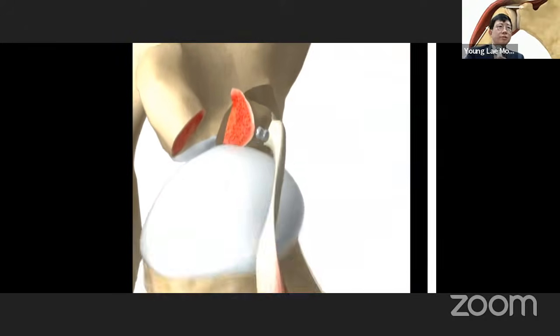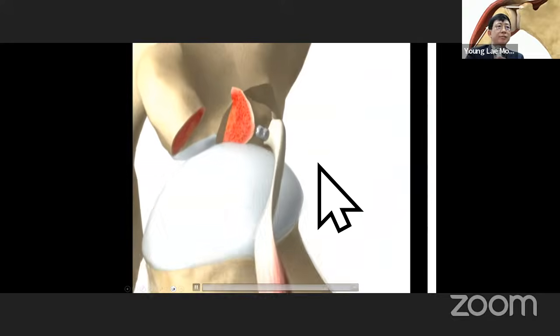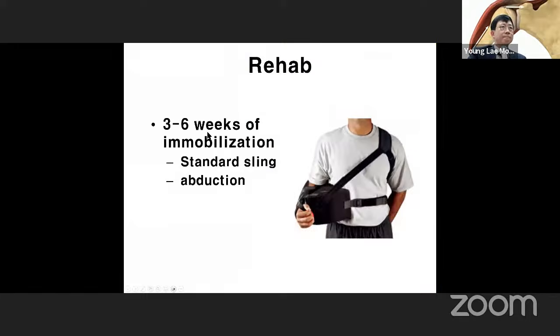In such a case, there is no choice, only the bony procedure with the sling effect is required. The so-called Latarjet, or bony augmentation or bone graft, is for obtaining proper stability in contact sports players. So for a rugby player or soccer player, if their shoulder is dislocated again and again, the Latarjet procedure is the treatment of choice. The protocol is quite uniform.